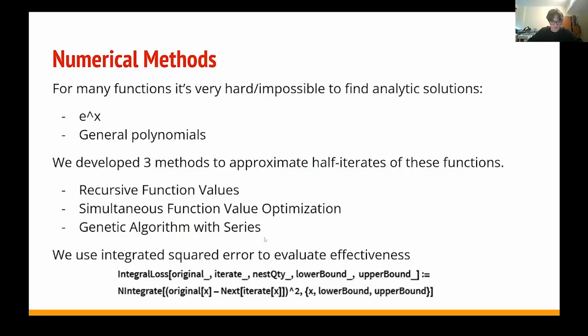To evaluate these, we use a loss function, which is an idea from machine learning, where we compose the iterate with itself, the half iterate, twice, so we get the actual approximation of the function that it gives.